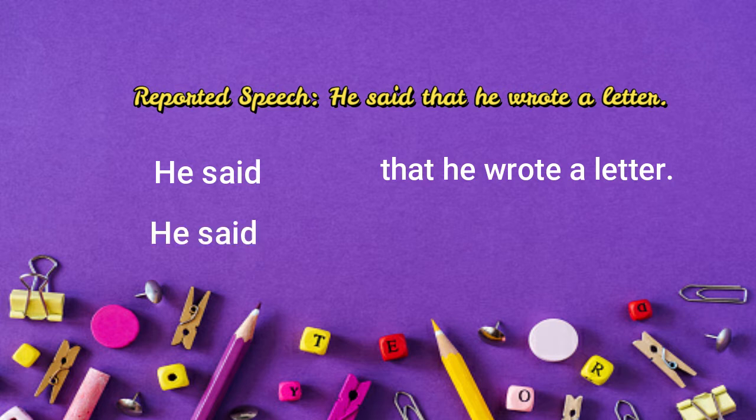Just copy he said, then put a comma after it. Add the second part but remove that. Change he into I and wrote into write. Lastly, enclose the second part using quotation marks. Will you read aloud the final sentence? Good job! The sentence is, he said, "I write a letter."